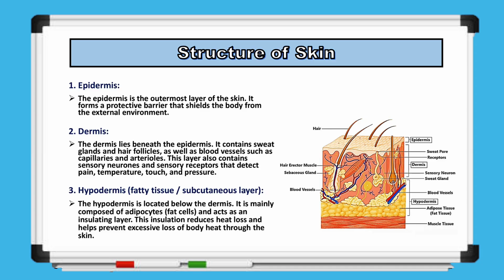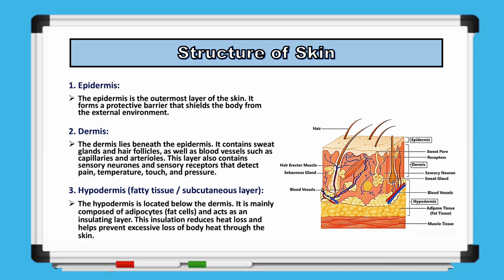Underneath the epidermis is the dermis, a thicker layer that contains several important structures. This layer houses sweat glands that help regulate body temperature, hair follicles that support hair growth, and blood vessels such as capillaries and arterioles that supply nutrients and help control heat loss. The dermis also contains sensory neurons and receptors that detect changes such as temperature, touch, pressure, and pain, enabling the body to respond appropriately to its surroundings.